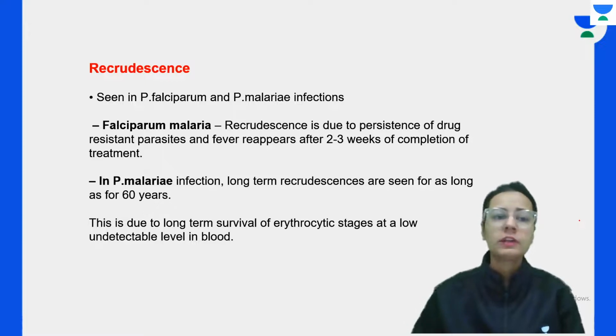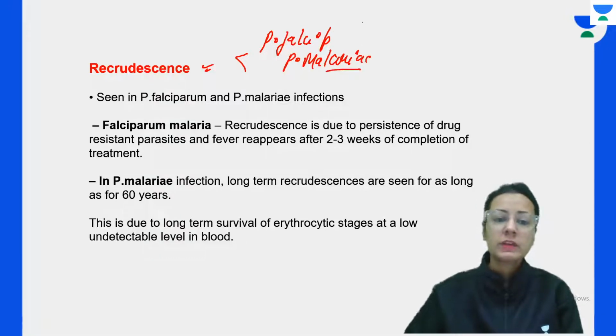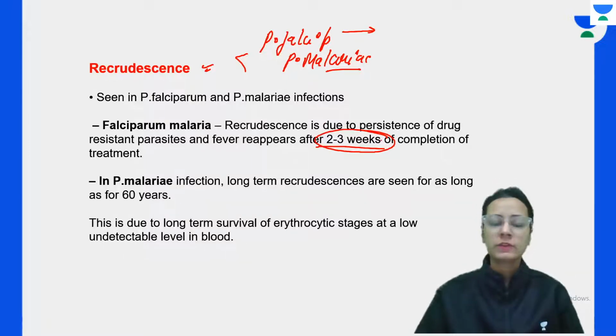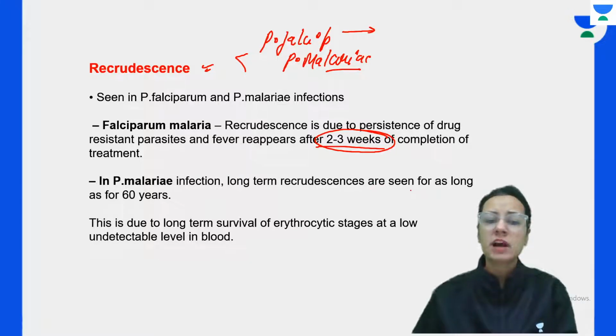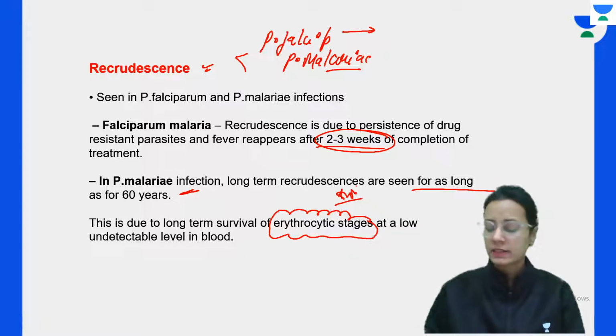Now, talking about the recurrence, it is seen in the falciparum and the malariae. Falciparum recurrence is due to the persistence of the drug-resistant parasite, and the fever reappears after 2 to 3 weeks of the completion of the treatment. And in malariae, long-term recurrence is seen for as long as 60 years. This is due to the long-term survival of the erythrocytic stage at low detectable levels in the blood.